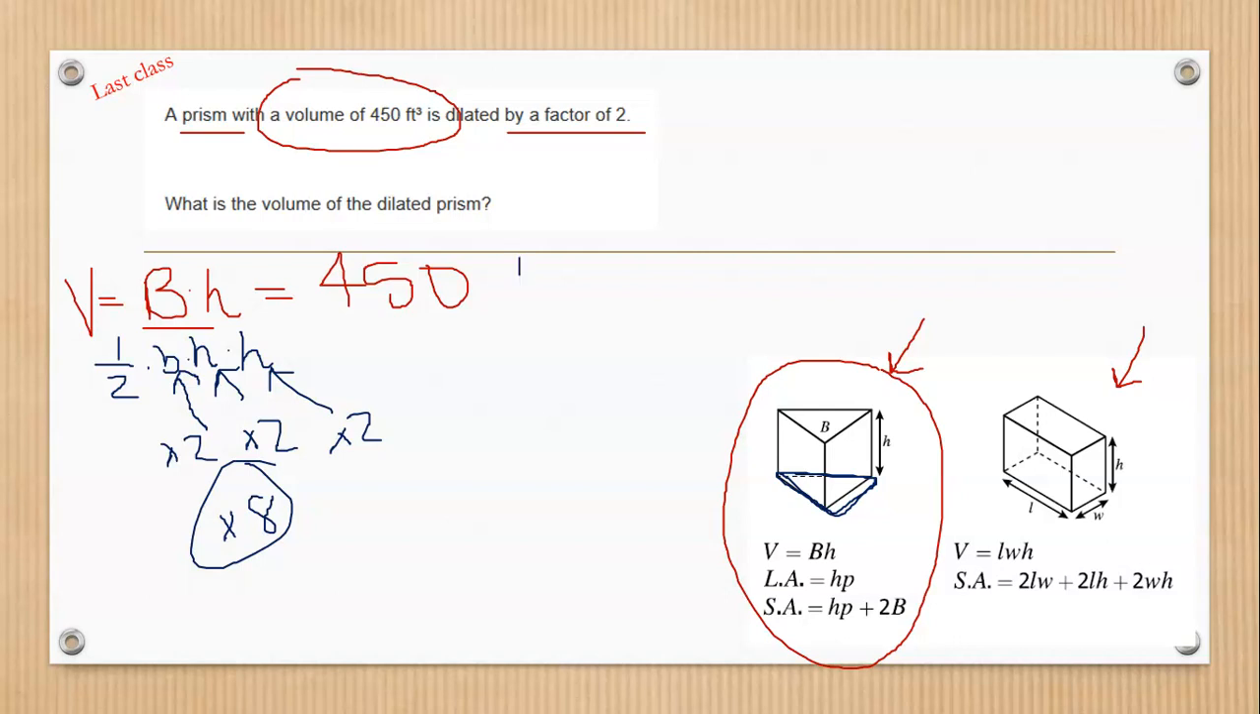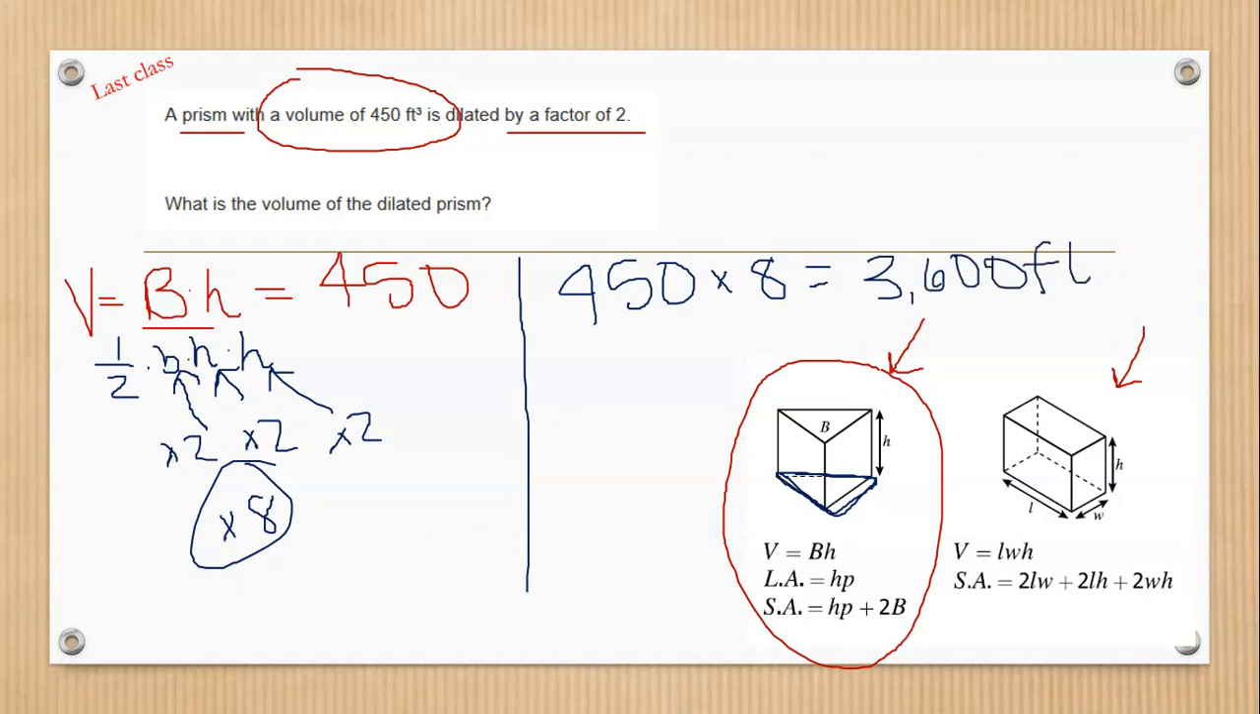So just like the last one, you're going to take the given volume, 450 times 8. And that equals 3,600 feet cubed. We're talking about volume in this one, so it is cubed.